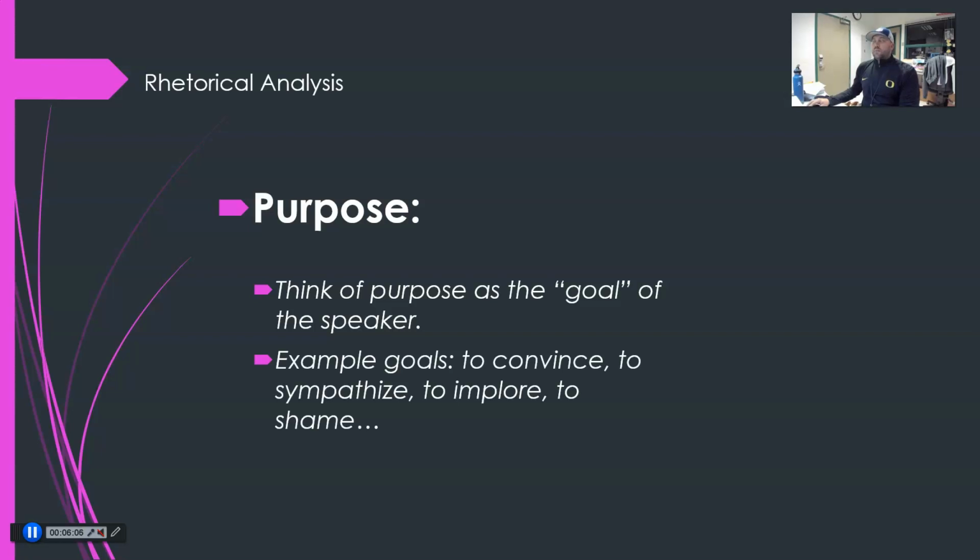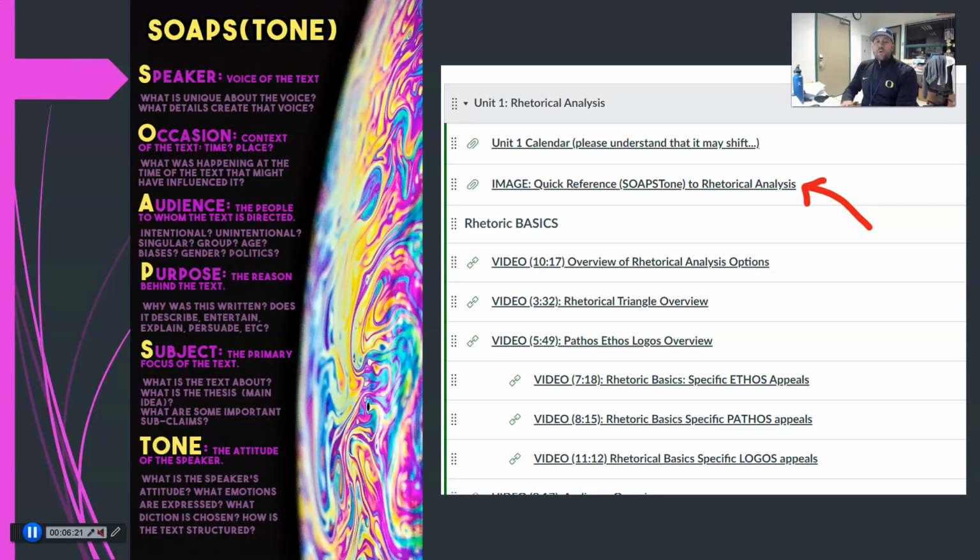Also, it's important to understand that there are different goals associated with purposes. So it could be to convince, to sympathize, to implore, to shame. Once you articulate the purpose, it really helps you understand what rhetoric is being utilized there. So I'll point you back to a really helpful resource that's under the module, and that's just memorizing this very brief acrostic here, this SOAPSTONE memory device here.